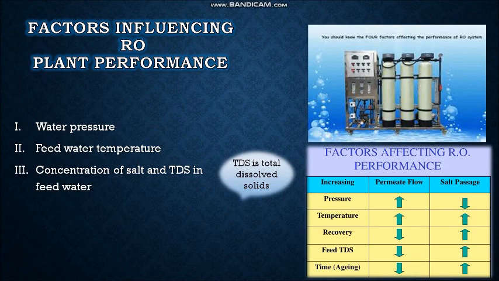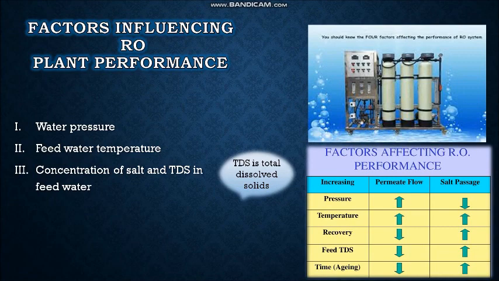Number 2. Feed water temperature. The higher the temperature, the lower the viscosity of water. However, the flow of water will increase, which will make it easier for the water to permeate the RO membrane, and this will cause lower rejection of salt and the permeate will be of poor quality. On the contrary, in winters, rejection of salt will be good and permeate will be of good quality.